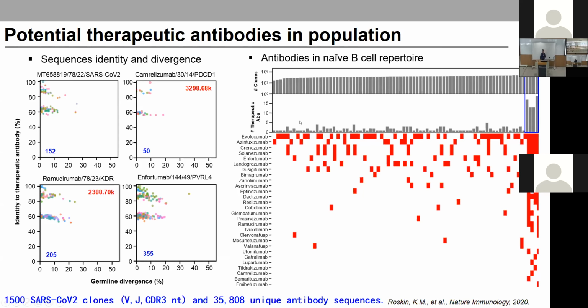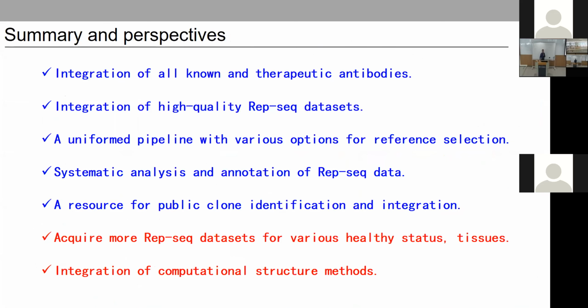Later on, we did naive B-cell repertoire sequencing, and we found that various therapeutic antibodies can be found in the naive B-cell repertoire. We performed super deep repertoire sequencing with 4 samples, and for one of the samples, we even found 19 therapeutic antibodies in the naive repertoire. So that's so much for RAPID.